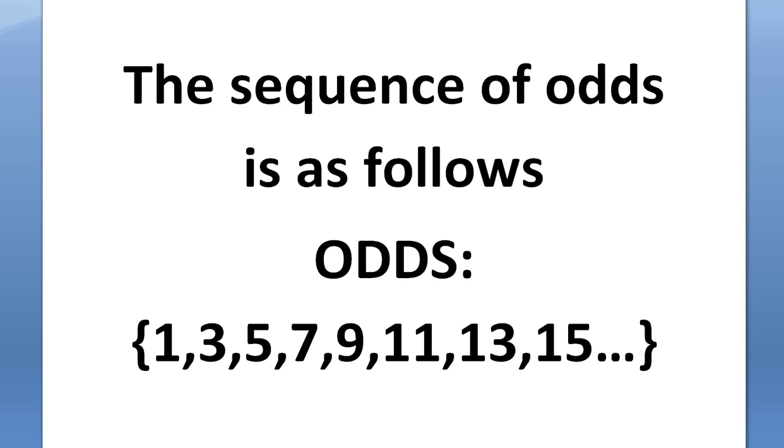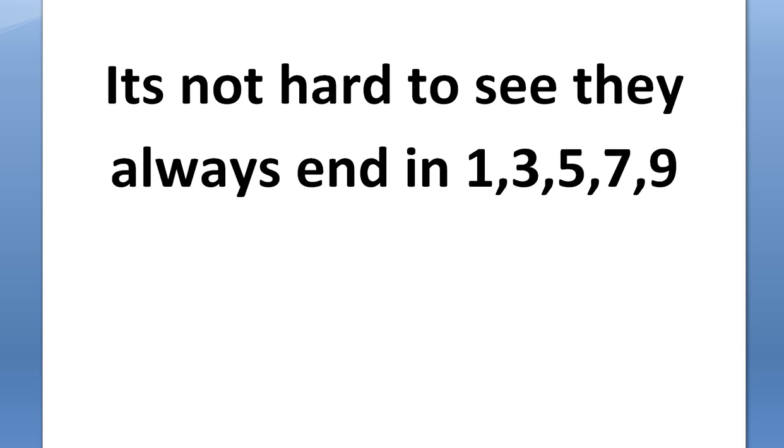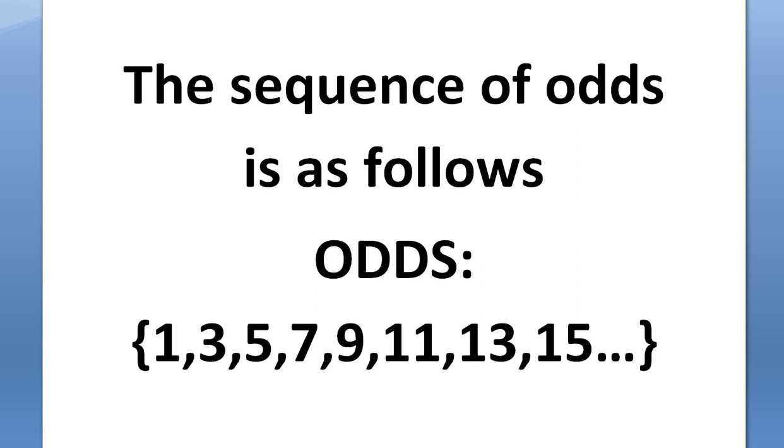The sequence of odds is as follows: 1, 3, 5, 7, 9, 11, 13, 15 and so on. And they go up in 2. It's not hard to see that they always end in 1, 3, 5, 7 and 9. 1, 3, 5, 7, 9, and then 11 ends in 1, 13 ends in 3, 15 ends in 5, and so on. It just repeats 1, 3, 5, 7, 9, 1, 3, 5, 7, 9, keeps going, looping forever.